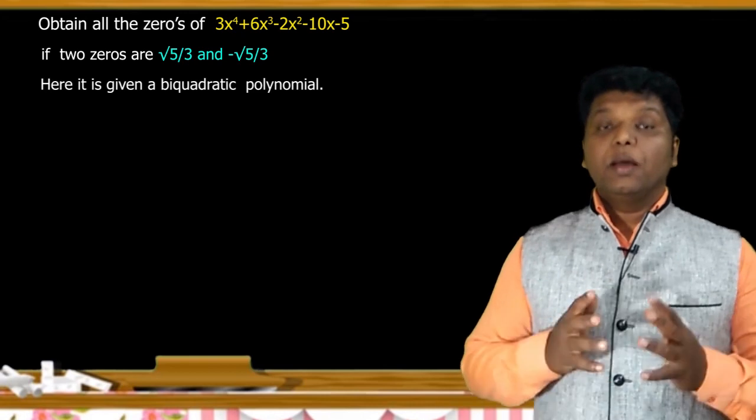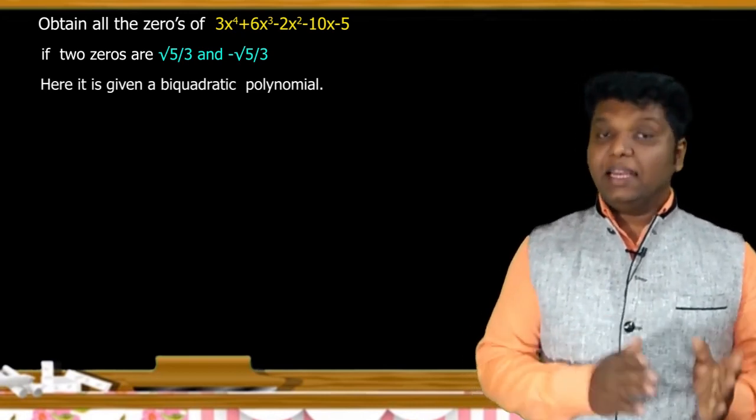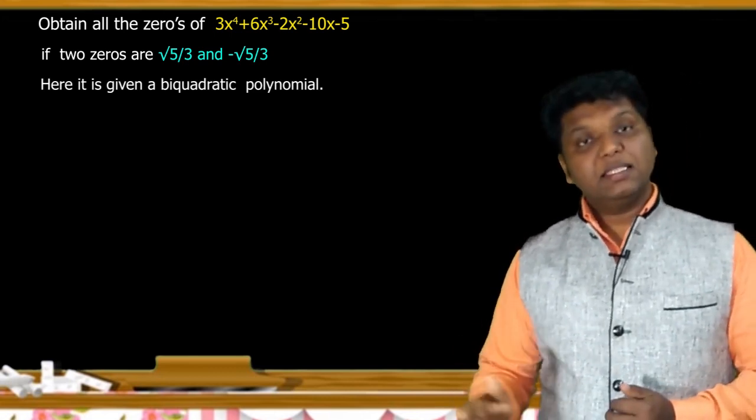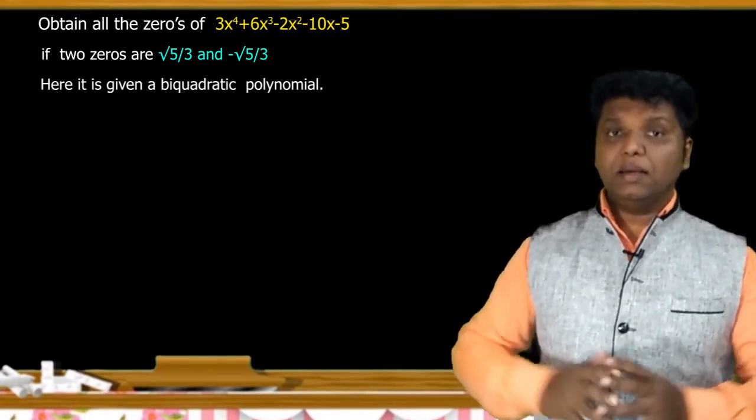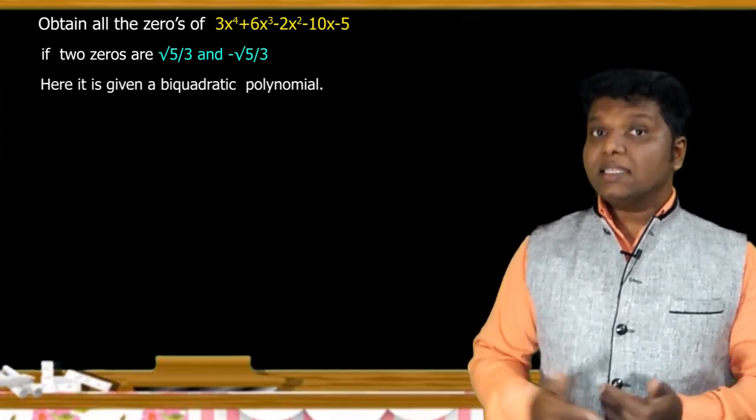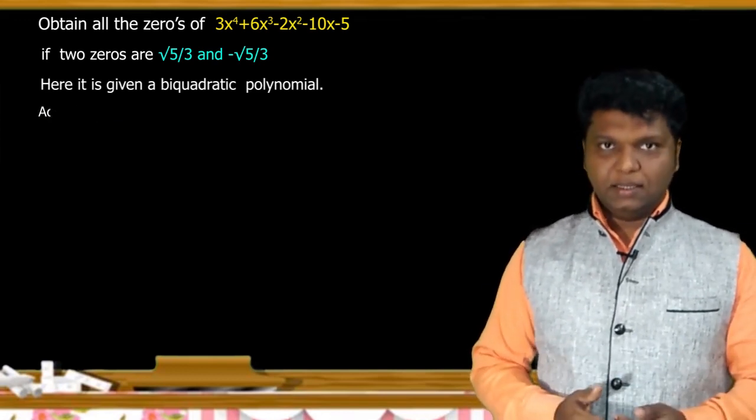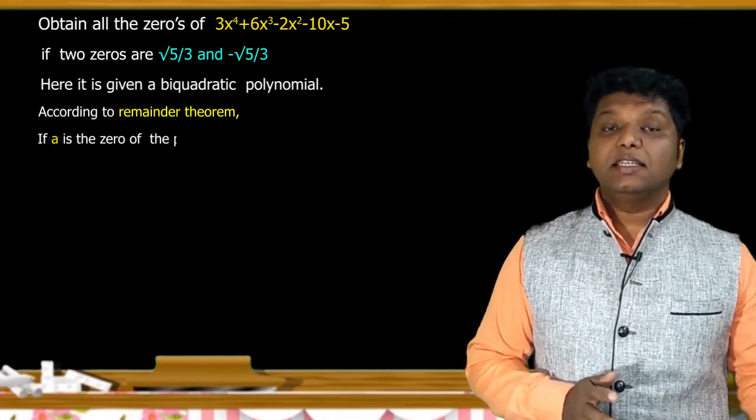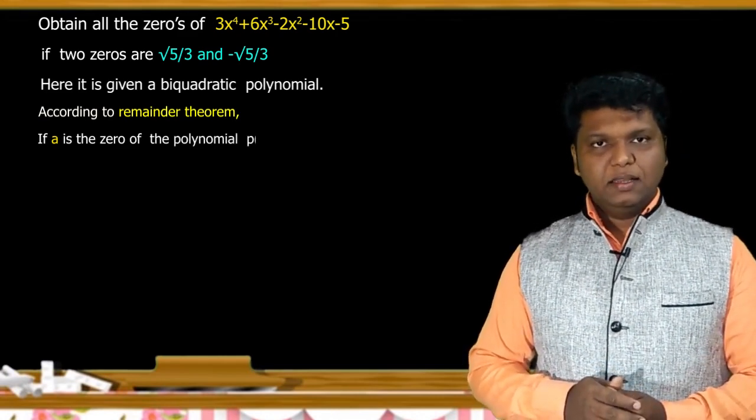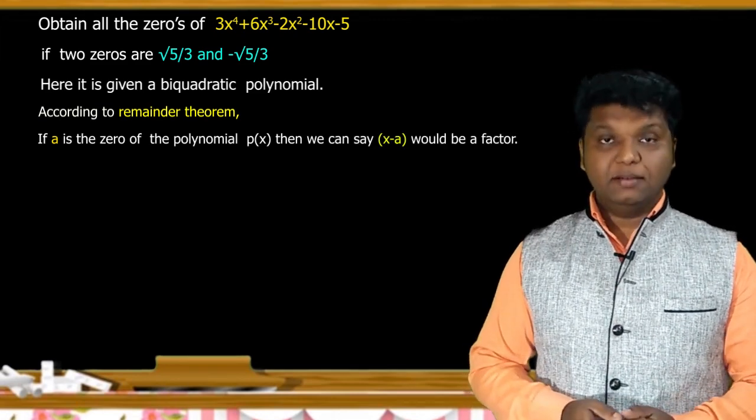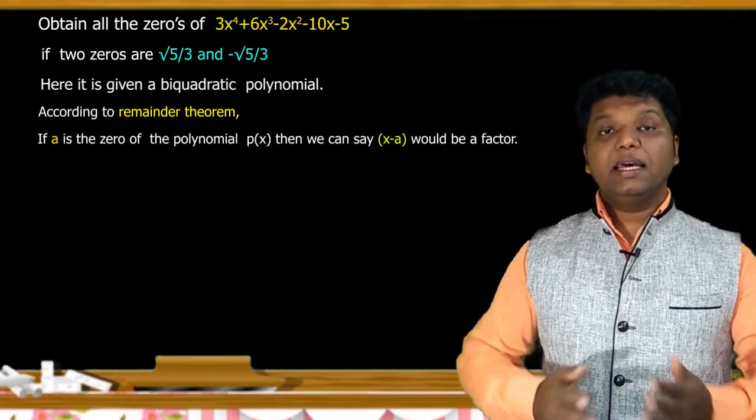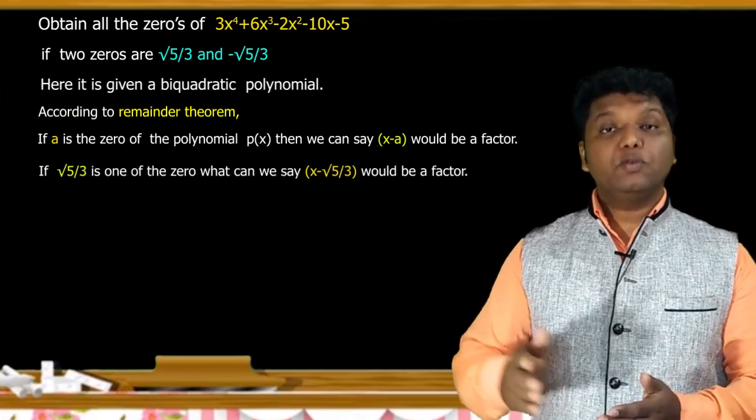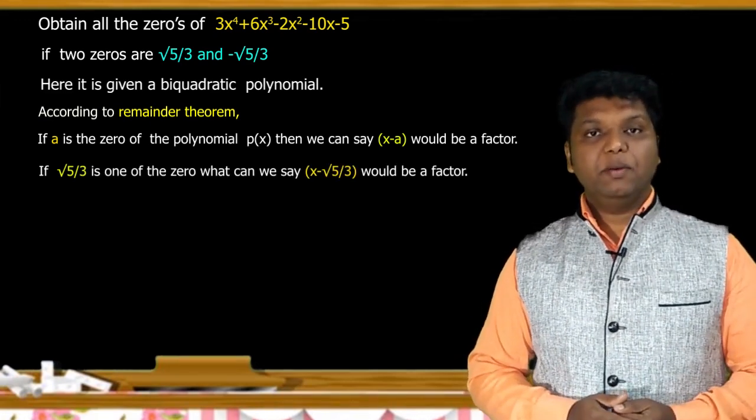Okay. So, by using remainder theorem, anyhow we know there are 2 zeros given. What are they? One is root 5 by 3 and one is minus root 5 by 3. Let me remind you something regarding this remainder theorem: if a is a zero of the given polynomial p of x, then we can say x minus a will be the factor, right? Similarly, here as root 5 by 3 is one of the zeros, what can we say? x minus root 5 by 3 will be a factor of the given polynomial.